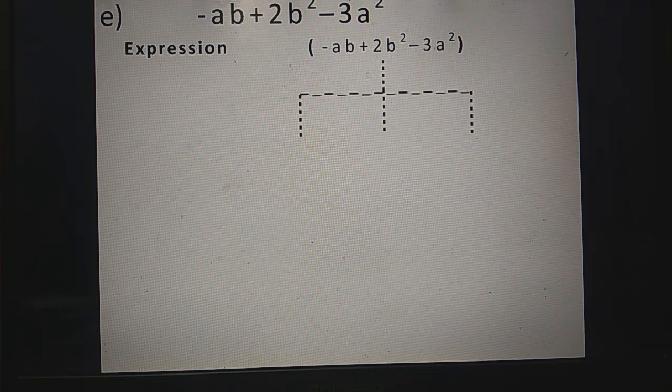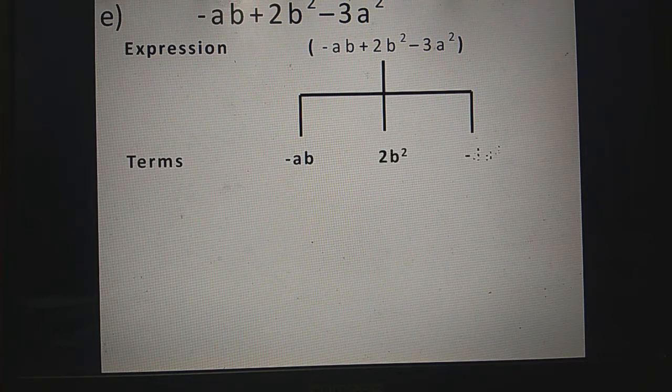So first you will mention them using 3 solid lines. So terms are minus ab, 2b square and minus 3a square. If there is a positive sign, no need to mention it. But if there is a negative sign, you have to include it in the term. Now, in the first one, there is a negative sign. So one factor is minus 1. Second factor is a and third factor is b.